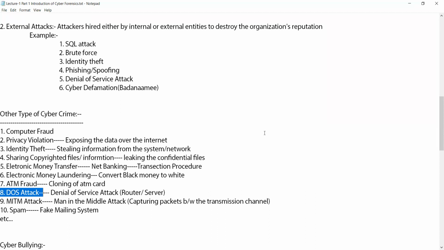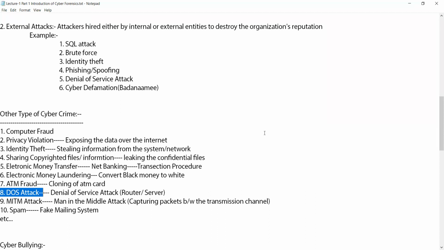Okay. The next type of computer cyber crime is called a MITM attack. So what is a MITM attack? I already defined it: man in the middle type of attack, which is called packet capturing between the transaction channel. Right, guys?